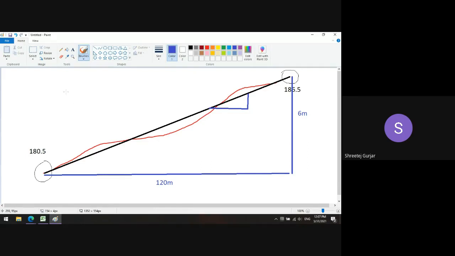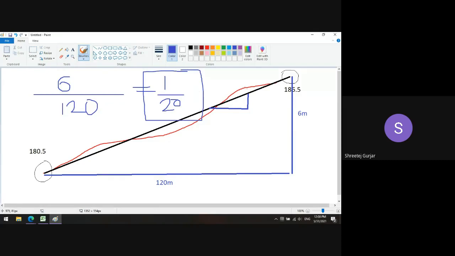How have we calculated? Can you tell me how have we calculated that? Vertical upon horizontal. Right, vertical 6 divided by 120. So it will be how much? 1 in 20. So this is your slope. They have not given it directly, they have given your slope indirectly.